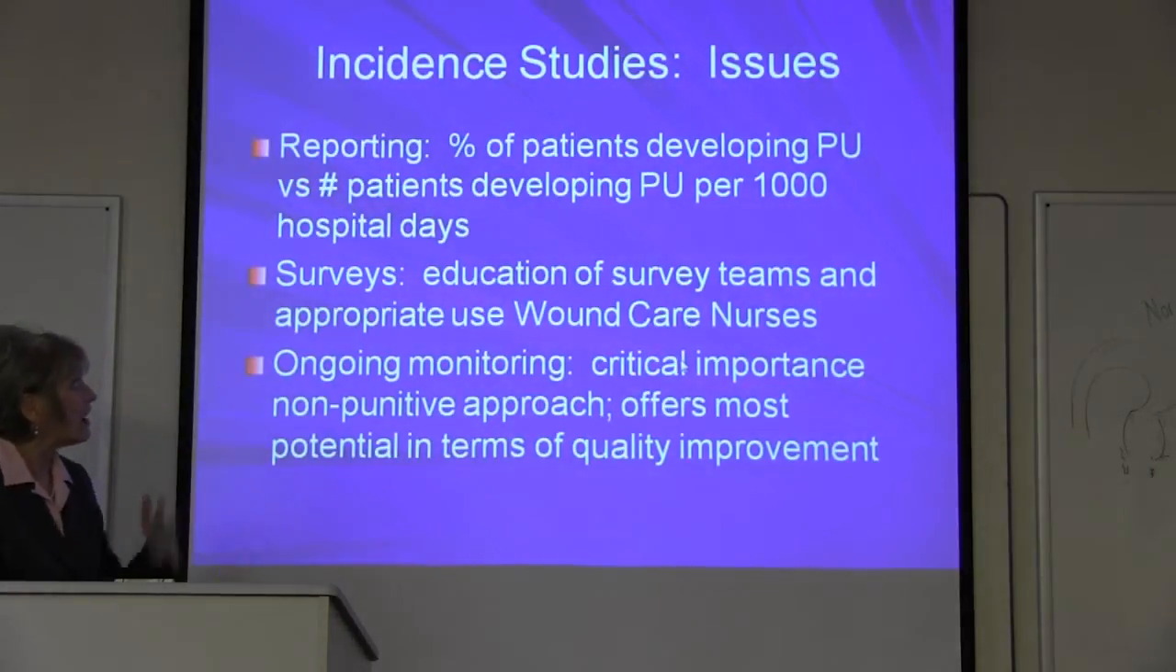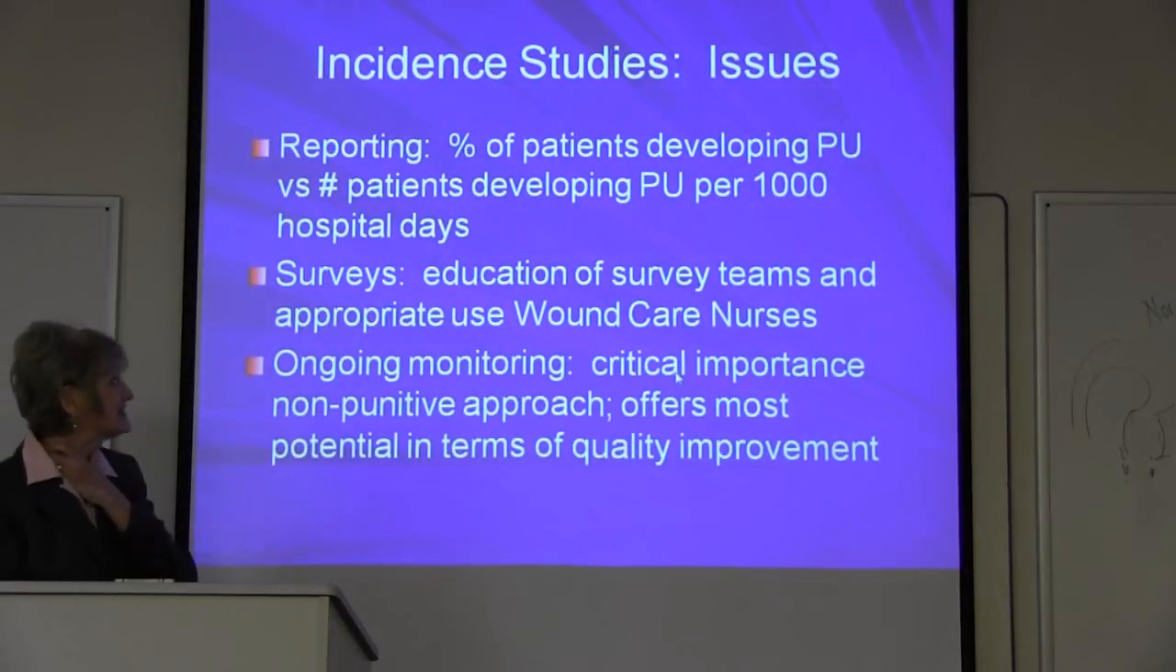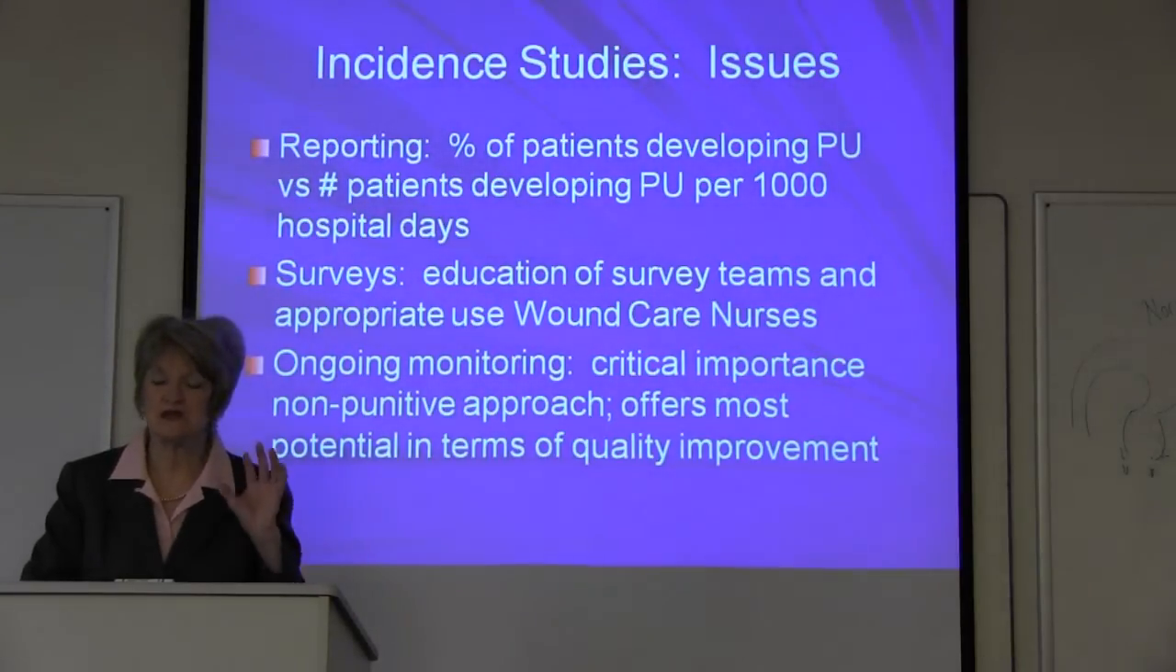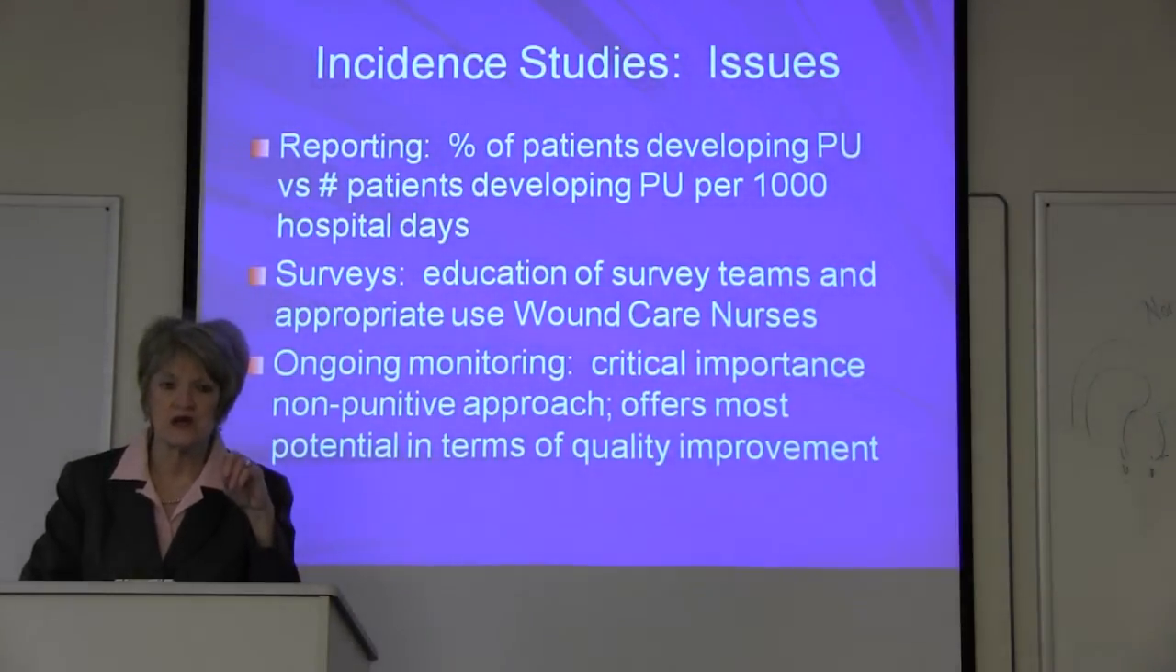Okay, so other things I wanted to cover under prevalence and incidence studies. There are issues regarding reporting in Europe. Many agencies report two sets of numbers. They report their overall prevalence and incidence rates, and then they report prevalence and incidence of stage 2 through 4 and SDTI lesions. They omit stage 1.